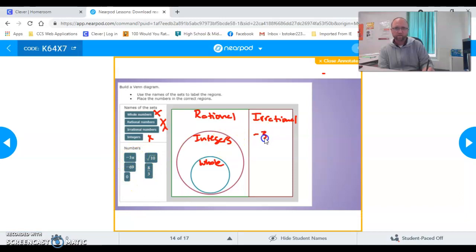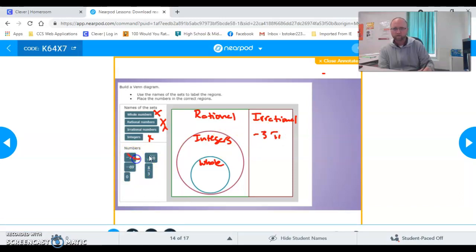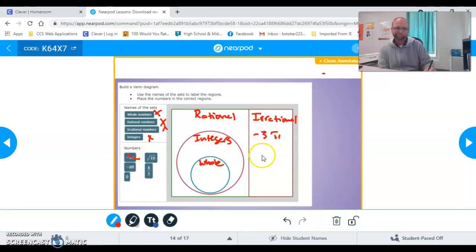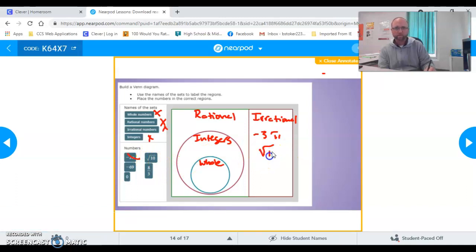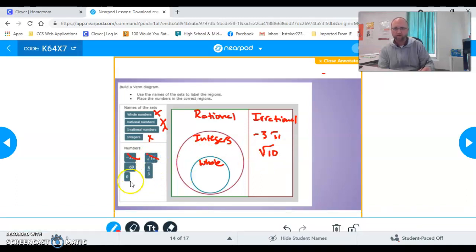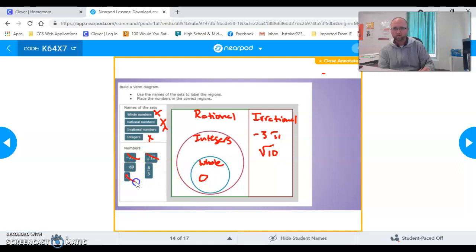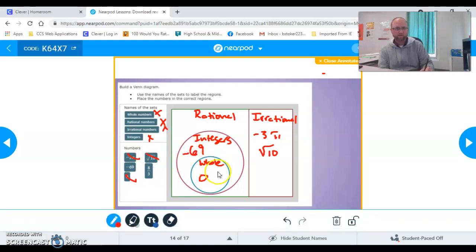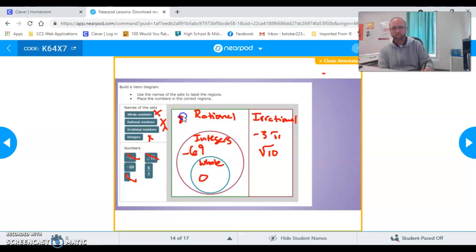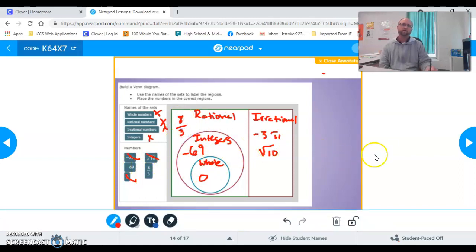First thing I see, negative 3 pi, that's irrational, done. Square root of 10, again, no number multiplies by itself to give you 10. So boom, irrational. 0 is a whole number. Negative 69 is an integer, not a whole number, because whole numbers can only be positive. Okay, integers can be positive or negative. And then the last one, 8 divided by 3. Does 8 divide by 3 evenly? No, it does not, but it's a ratio of 2 integers, so it's rational.